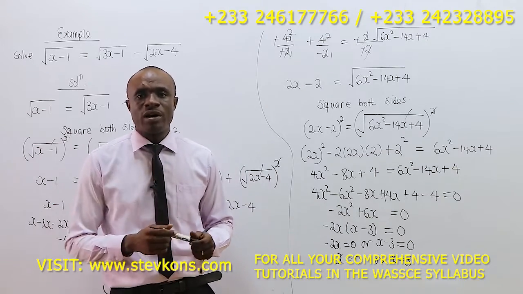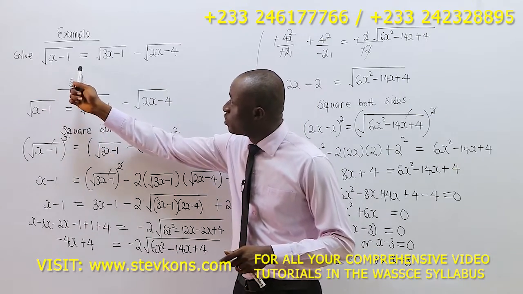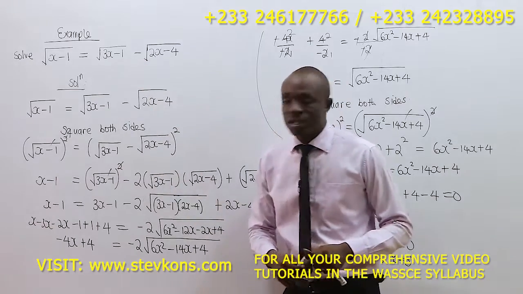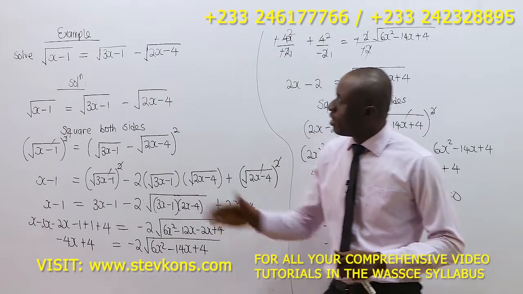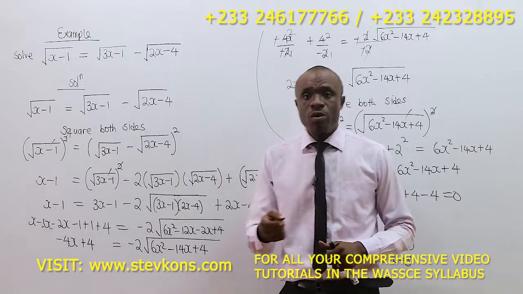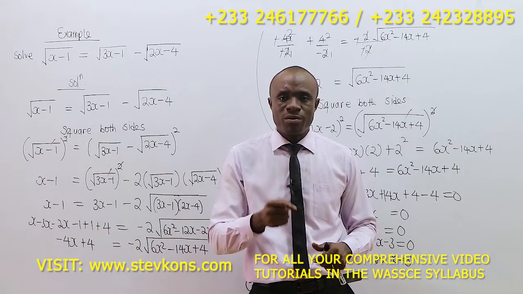So let's go over. Now the question says solve: root x minus 1 equal to root of 3x minus 1 minus root of 2x minus 4. Now from here, what do we do? So we write the question again. Now what you are looking for is in a radical. So how can we eliminate the radical? We square both sides.